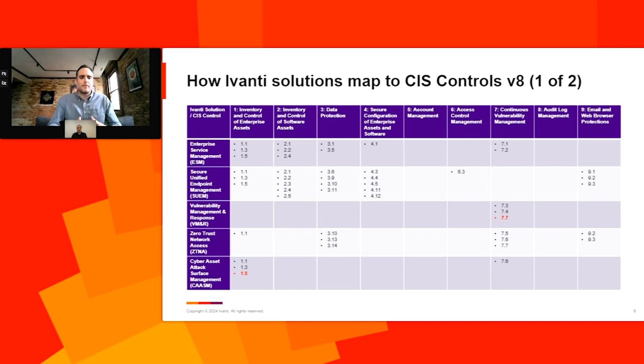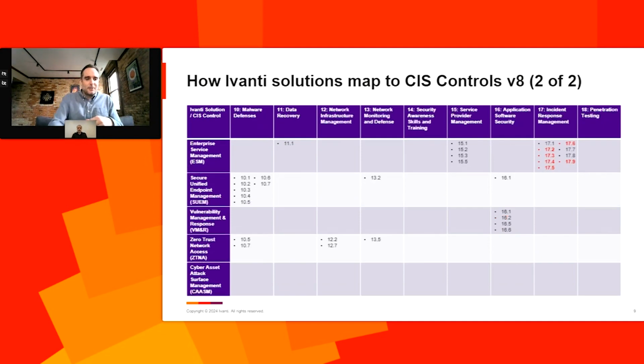Also, you'll notice some safeguards appear in bold red font. Those are the ones that we'll be demonstrating how to implement using Ivanti solutions. Much as we'd love to run through all of the safeguards, this is only a 30-minute session. And now flipping to the next slide, you'll see we've also mapped our solution to controls 10 through 18. Again, those safeguards in bold red font are the ones we'll be demonstrating how to implement using Ivanti solutions. On that note, let's talk demo.